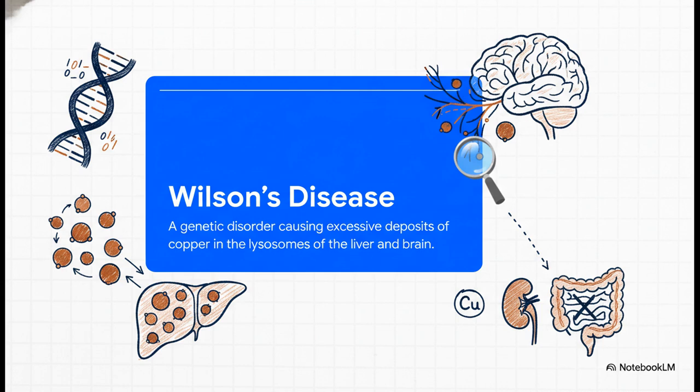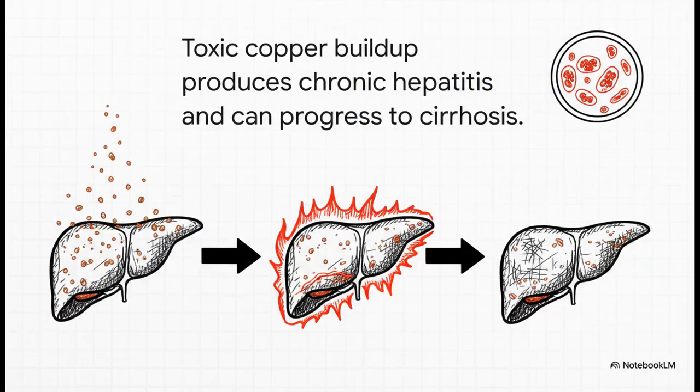Okay, next up is Wilson's disease. It's a similar idea, a storage problem. But this time, the culprit isn't iron, it's copper. It's another genetic disorder where the body just can't get rid of copper properly. So, just like with the iron, it starts to build up in tissues, and the two main targets are the liver and the brain. But the real problem, the real danger here, is what that buildup actually does.